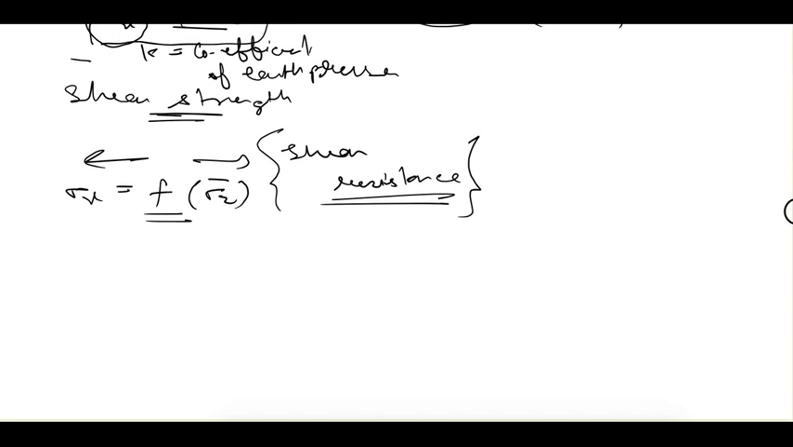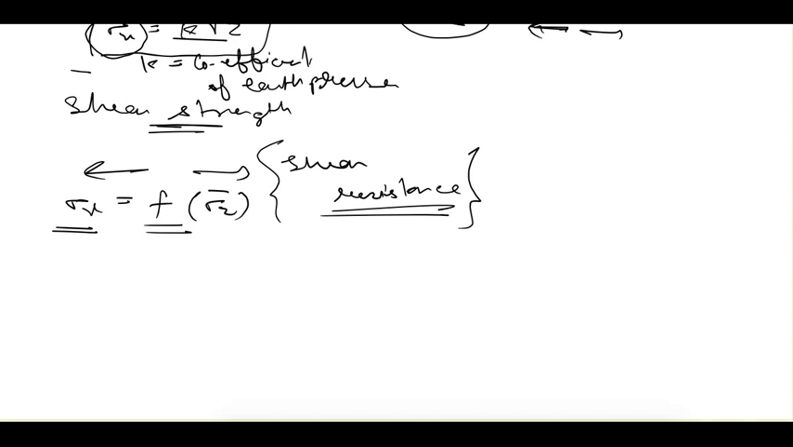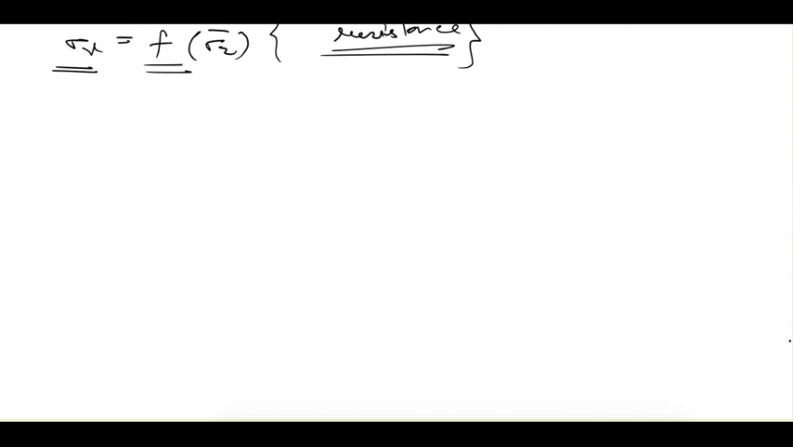Now we want to understand, as I said, that this horizontal pressure can be more than the vertical pressure, it can be less than the vertical pressure. This is there because wall movement takes place.